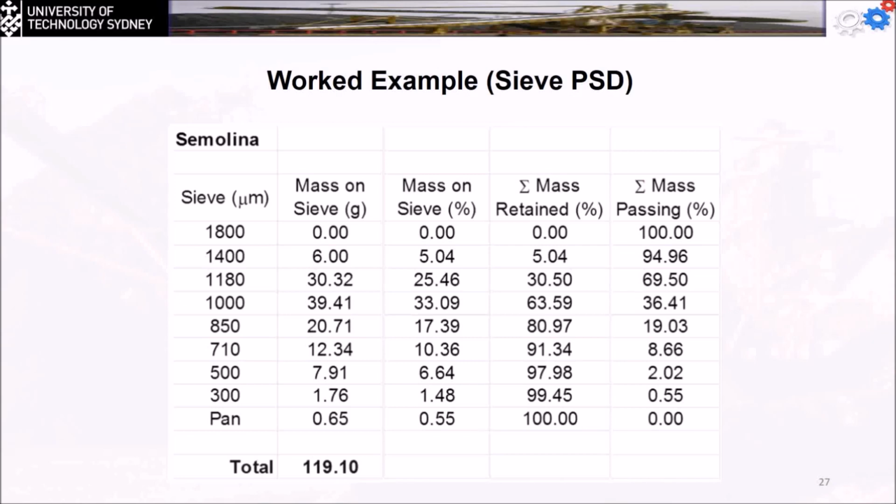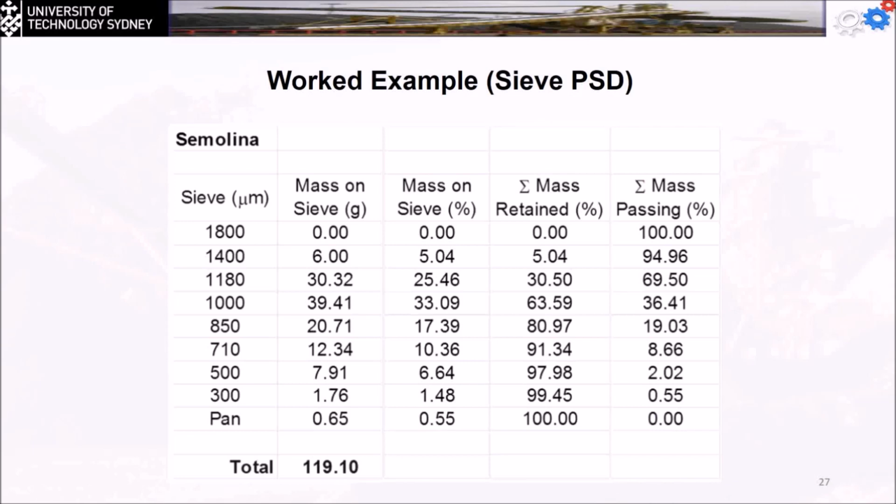We start to do the shaking. What happened is that nothing was retained by the biggest sieve. 6 grams held by the second, 30.32, 39.41, 20.71, 12.34, 7.91, and 1.76. And what dropped to the pan was 0.65. We weigh how much has been held by each sieve. I can simply make it a percentage. How? If I add up everything here, it is 119.1. So the 6 divided by 119.1 is going to be 5.04%.